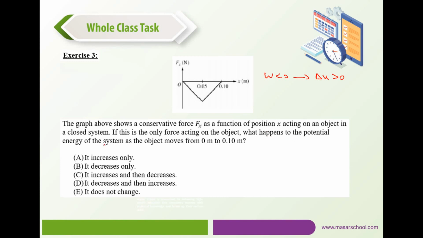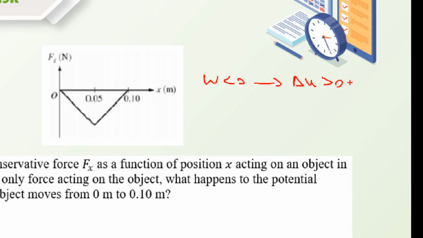What happens to the potential energy of the system as the object moves from 0 to 0.1 meters? It increases only. Why does it increase? Because the variation is positive, which means U final minus U initial is positive, which means U final is greater than U initial.